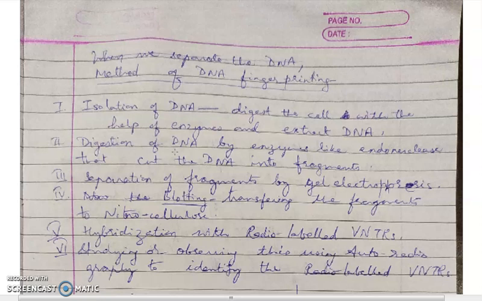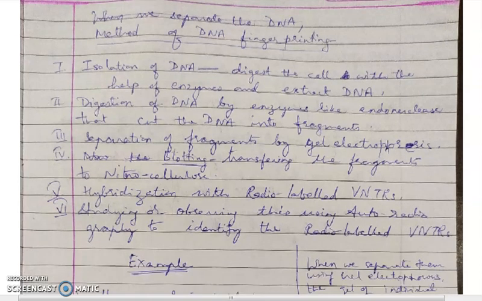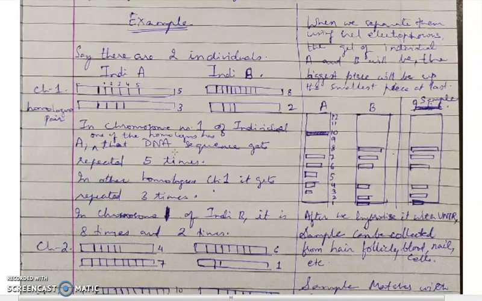Then the blotting is done. In the blotting, the fragments are transferred onto nitrocellulose. Then hybridization with radio labeled VNTRs is done. Then studying is done. What can we study? I will give you one example.